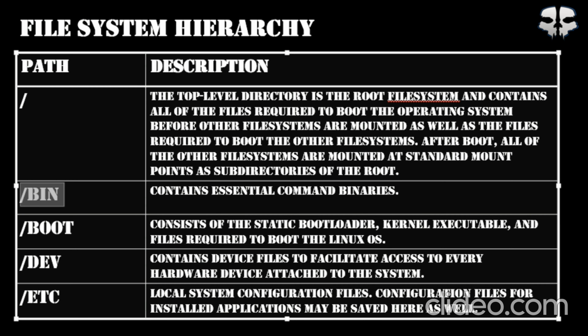The next is /bin. The bin directory contains essential command binaries. The /boot directory consists of the static bootloader, kernel executable, and files required to boot the Linux OS. The /etc directory contains local system configuration files. Configuration files for installed applications may be saved here as well.